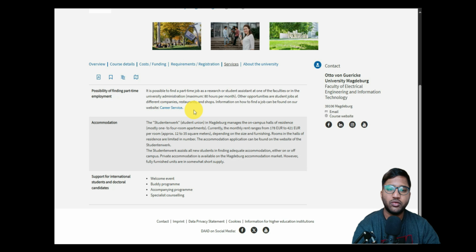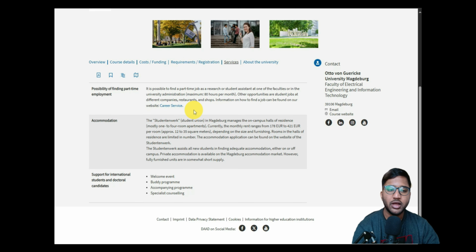If nothing is working out for you as a technical job, then you will get some part-time jobs which are non-technical. You can also earn some money. Then accommodation: every college will have Studentenwerk, which is cheap accommodation. The rooms vary from 12 to 35 square meters, with a monthly rent of 178 euros to 421 euros. With this, you can easily survive with the blocked account money that you are blocking for 1 year. In that 1 year period, please look for part-time jobs so that you can also manage the next year, so that your whole degree will be completed with your 12 lakh.